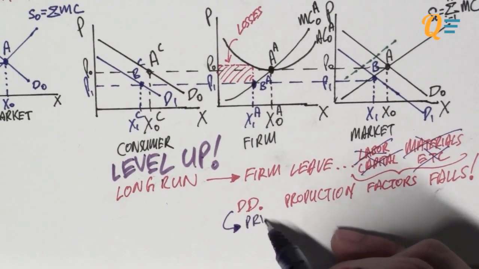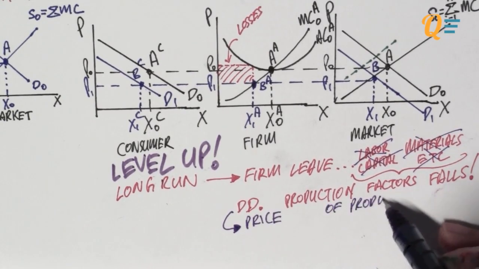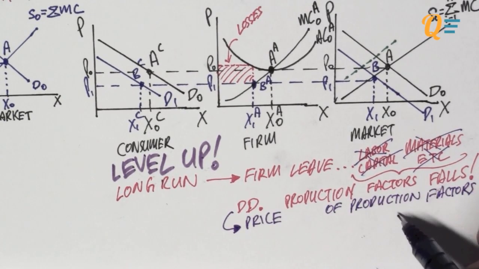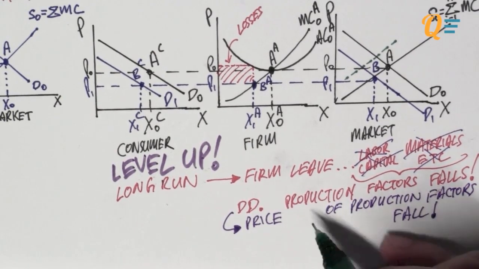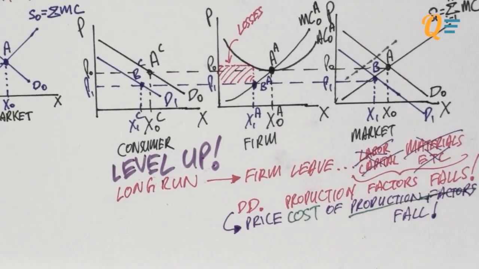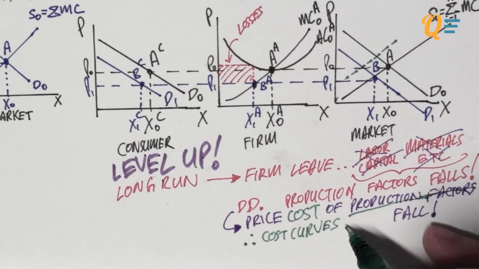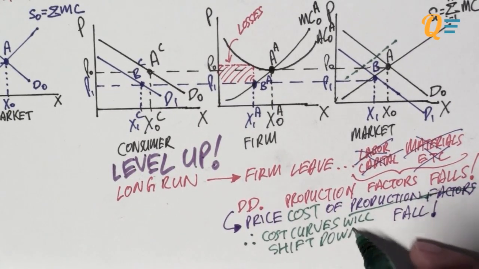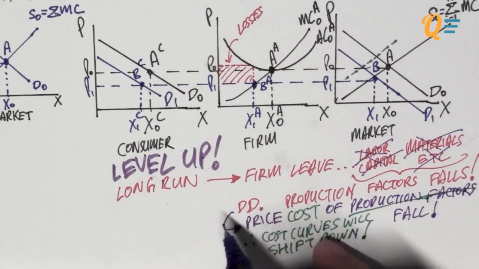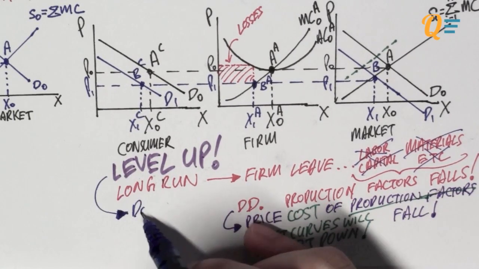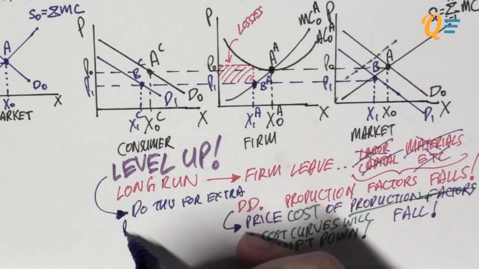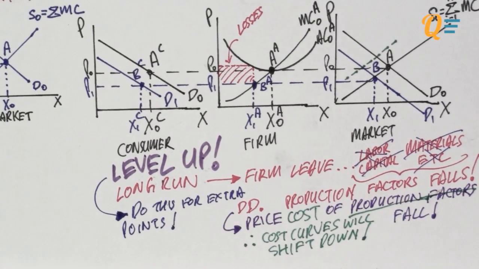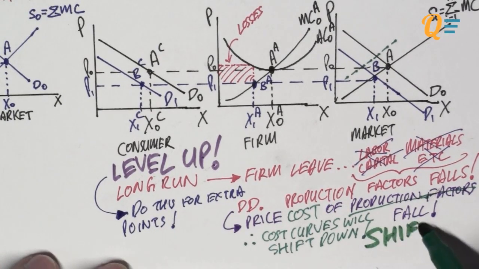So what does that mean? Using normal demand and supply concepts, the price of these production factors is going to fall. And when the price of these things falls, the firms now see a lower cost of production. The lower cost of production means that the cost curves are going to shift down. You're going to do this analysis if you want extra marks, if you've got more time. If not, just choose the easy way out if you're rushing through your exams.